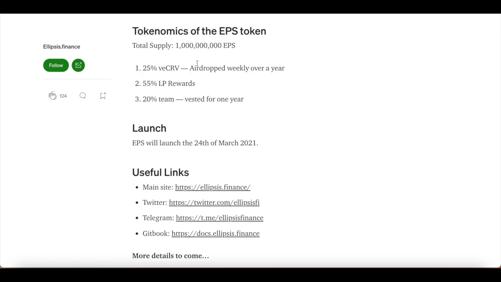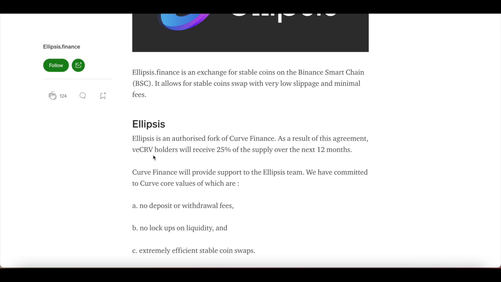Now, in terms of tokenomics, we know that there's a billion tokens in max supply or total supply. 25% is airdropped weekly over a year. 55% is LP rewards and 20% is team, vested for 1 year, probably linear release. Now, the veCRV holders will receive 25% of the supply over the next 12 months.